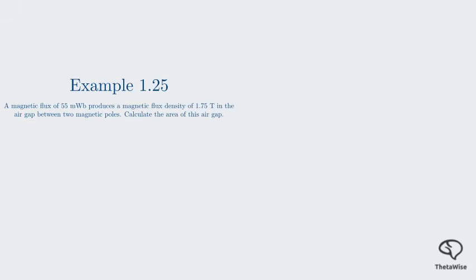Let's work through an example to see how this is applied. Example 125 states, a magnetic flux of 55 milliwebers produces a magnetic flux density of 1.75 Teslas in the air gap between 2 magnetic poles. Calculate the area of this air gap.